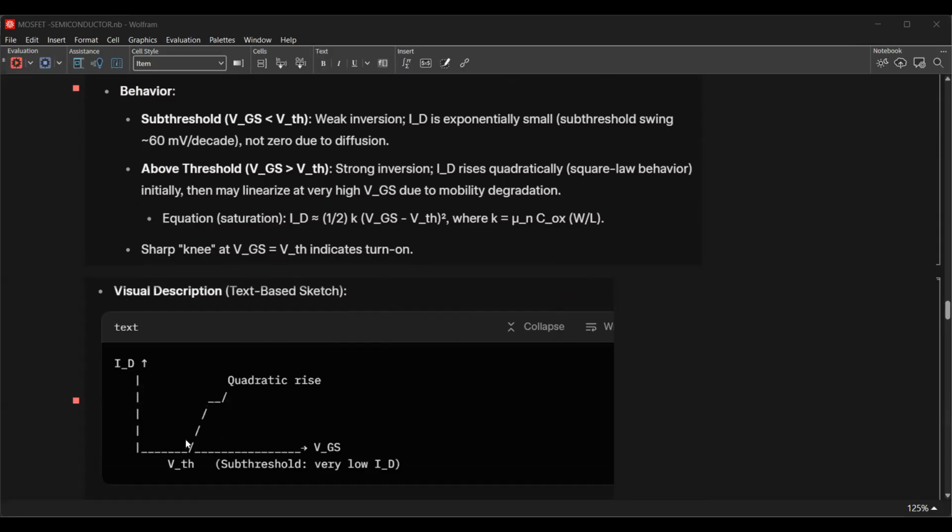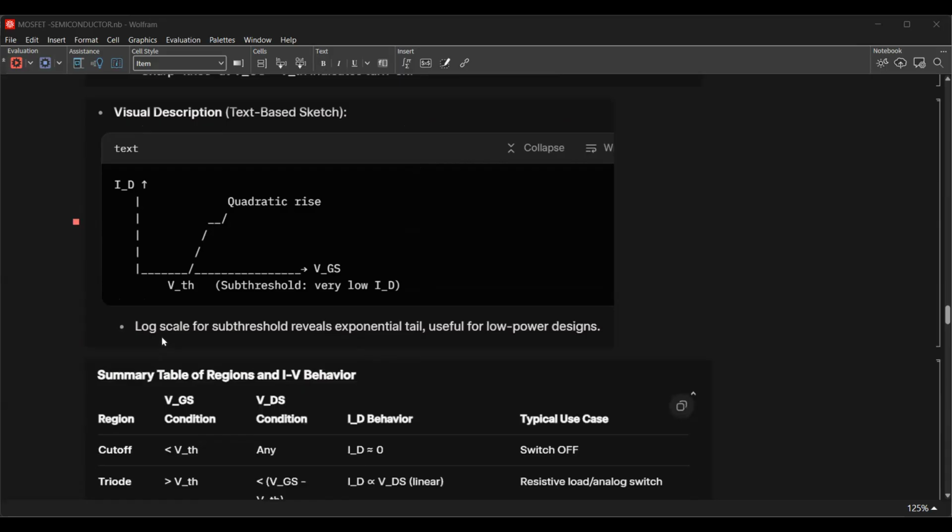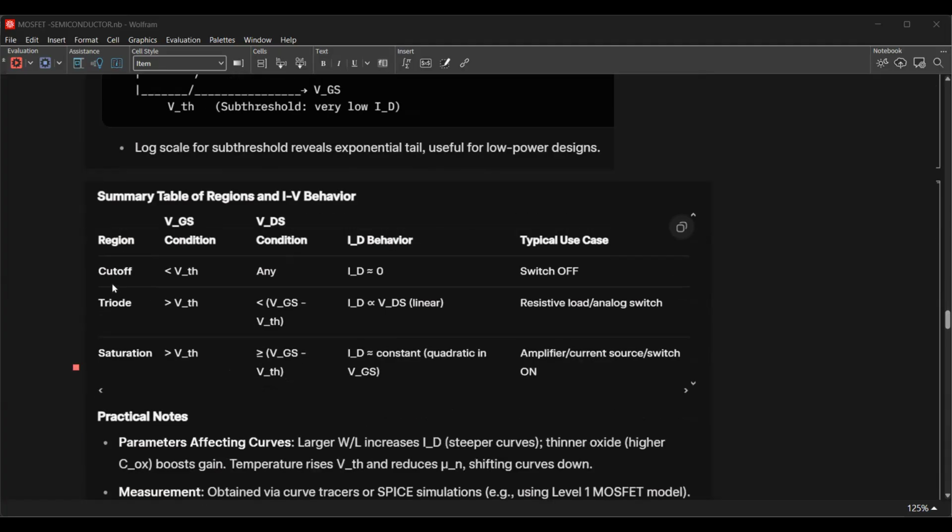All right, so we have the VTH here. It rises sharply, which indicates the turn on. The vertical line is somewhere here. So we have the visual description as a text-based sketch. The log scale for subthreshold reveals an exponential tail, used for low power designs. So we have the cutoff here.